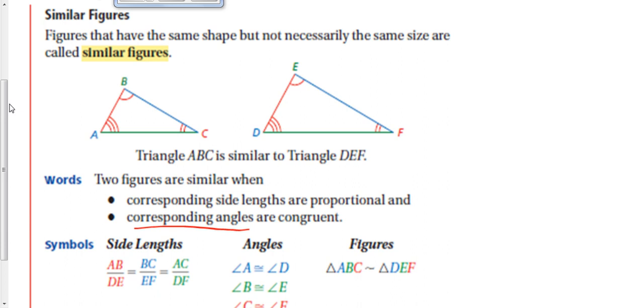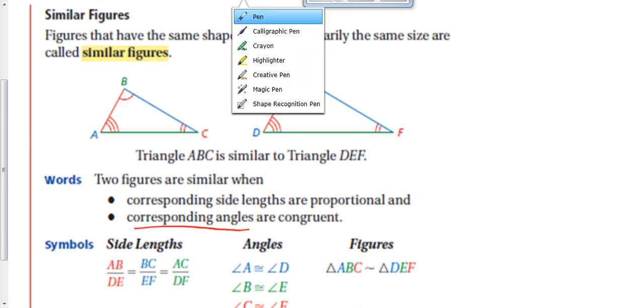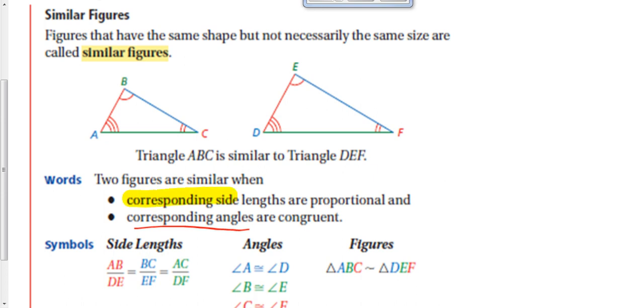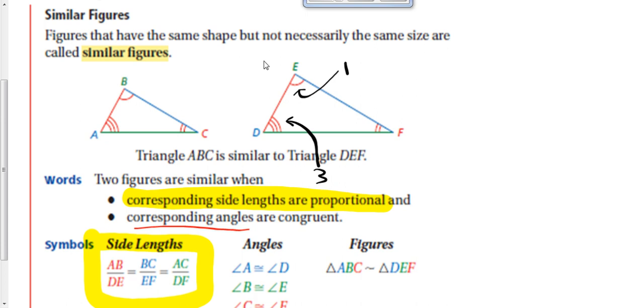But the other thing is that you also have to have corresponding side lengths that are proportional. So what does that mean? Let me highlight that for a second. Corresponding side lengths that are proportional. What that means is the side lengths that are in between. If we look at the arcs, this guy has one arc, and this guy has three. You see, three arcs in between it. Well, the side that's sandwiched in between those is red. It's this right here. It's side DE.